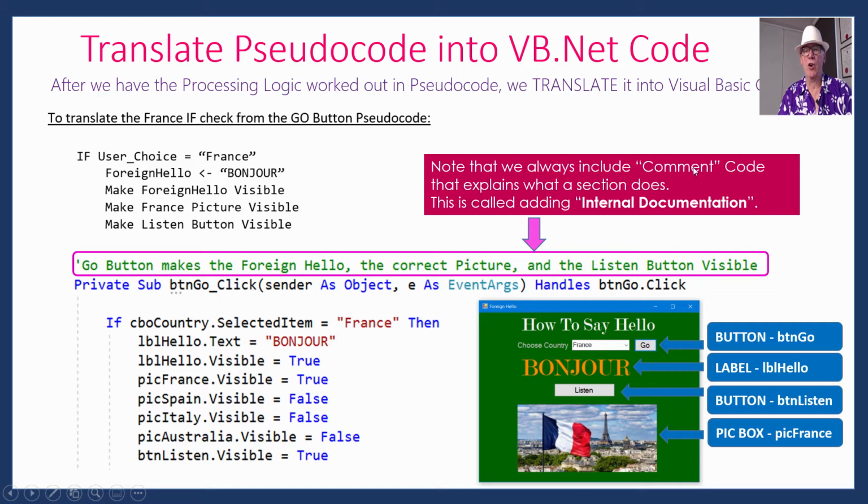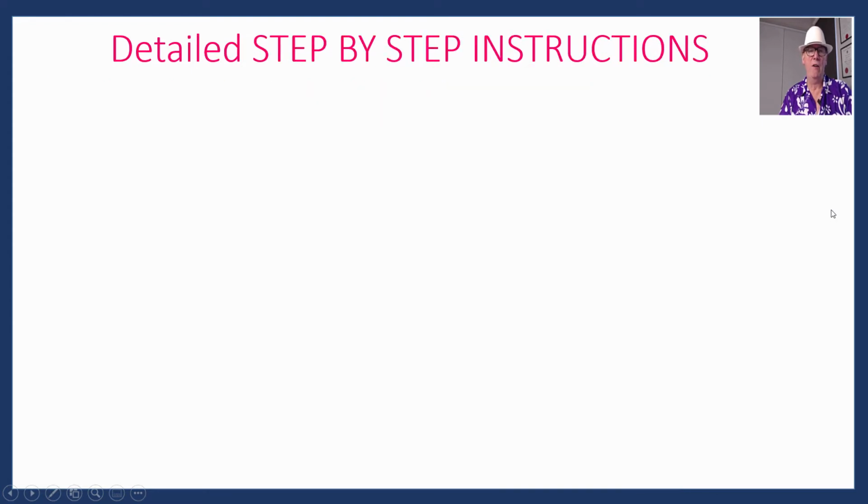Note that we always include this comment code too, this green stuff. Now what's this green stuff all about? This is called internal documentation. This is another part of the standard design and build methodology or method which you must use. So we put a single quote mark so the compiler and the running of the program ignores all this stuff, but we can read it when we look at the program listing code. So the go button makes the foreign hello, the correct picture, and the listen button visible. So that's what the go button does, and that's what this subroutine here is.